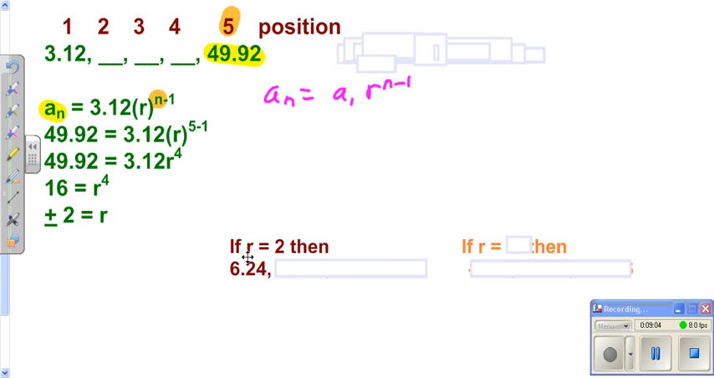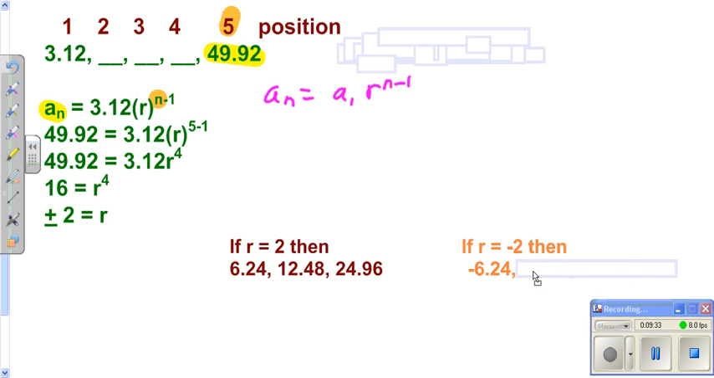Then to get to the next term, you take this times 2. To get to the next term, you take this times 2. And by the way, if we take this 24.96 and multiply it by 2, you should get your 49.92, and we end up doing that. But we have a second r, so we've got to consider a second set of answers. You could have r being negative 2. So you could take your 3.12, multiply it by negative 2. Take your second term now, multiply it by negative 2. Multiply that by negative 2, and we get this. And if we multiply this by negative 2, yes, we do get our last term.